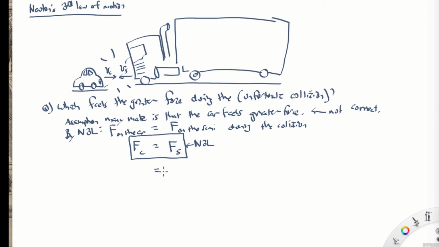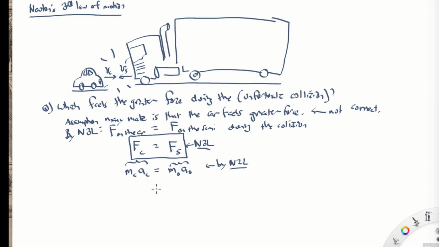Let's insert Newton's second law. And I'm going to insert Newton's second law in the F equals ma format. So the force acting on the car is equal to the mass of the car times the acceleration of the car, right? So I'm basically substituting in Newton's second law. And the force acting on the semi is equal to the mass of the semi times the acceleration of the semi. So I'm inserting this by Newton's second law. In other words, whatever force is acting on the car is causing the mass of the car to accelerate this much. And whatever force is acting on the semi is causing the mass of the semi to accelerate by this much. So we're taking Newton's third law seriously and Newton's second law seriously.